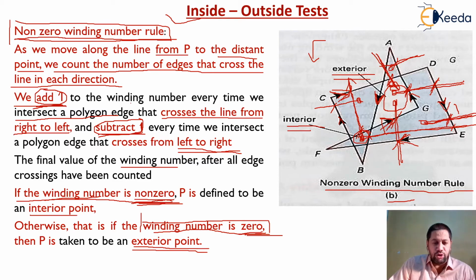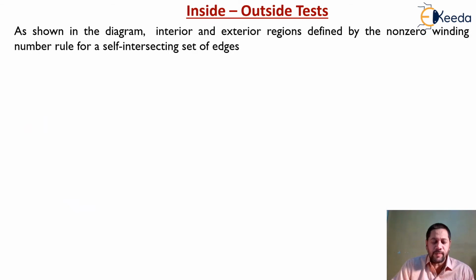And if it is non-zero, then it is interior, and if the winding number answer is 0, then it is an exterior point, outside the polygon. Okay, so this is what we have learned today: the inside-outside test. But I have just one more discussion for the last slide of today's session, which we are considering in short.